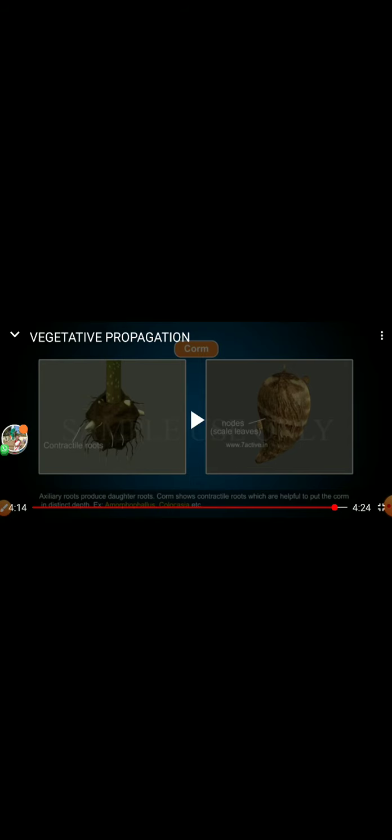If the question asks, write a short note on vegetative parts of the plant, so you can explain by giving a diagram of roots, stem, leaf and bud. So you will easily write down the note on that topic.